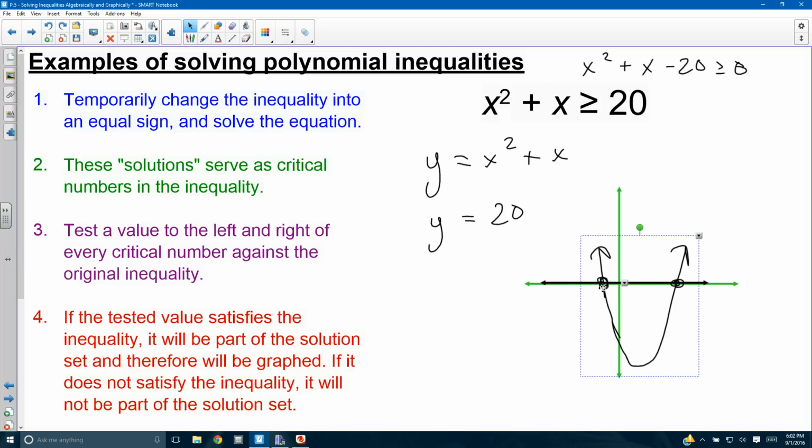No matter whether I do it as the original inequality or as something equal to 0, they're still going to have the same exact critical points. It's just shifted down 20, right? We subtract 20. So that's basically what it comes down to.